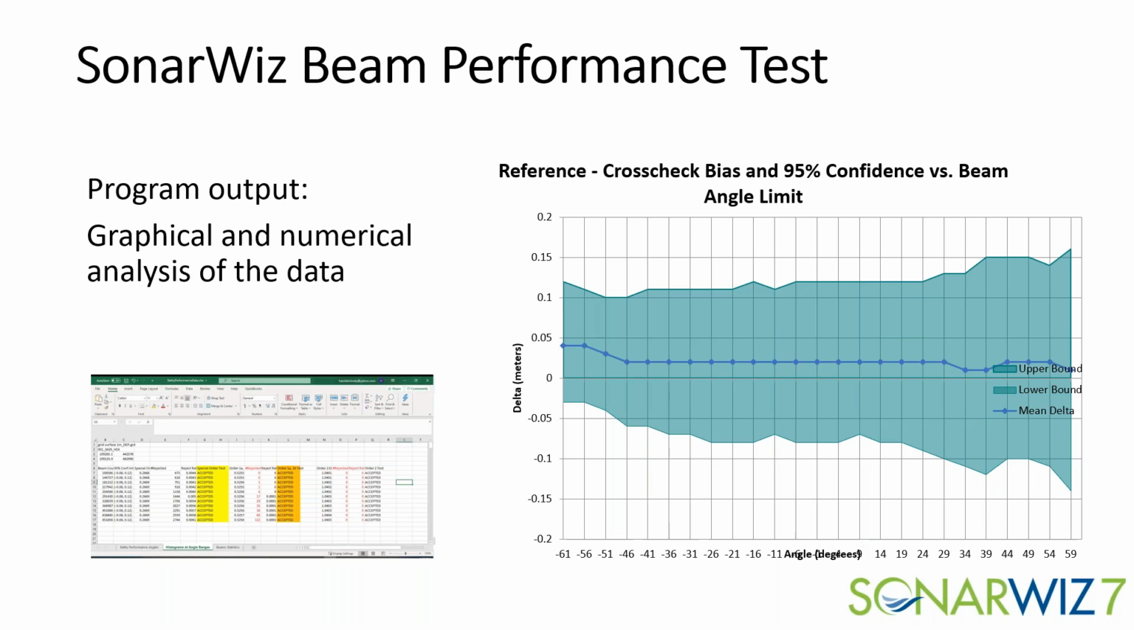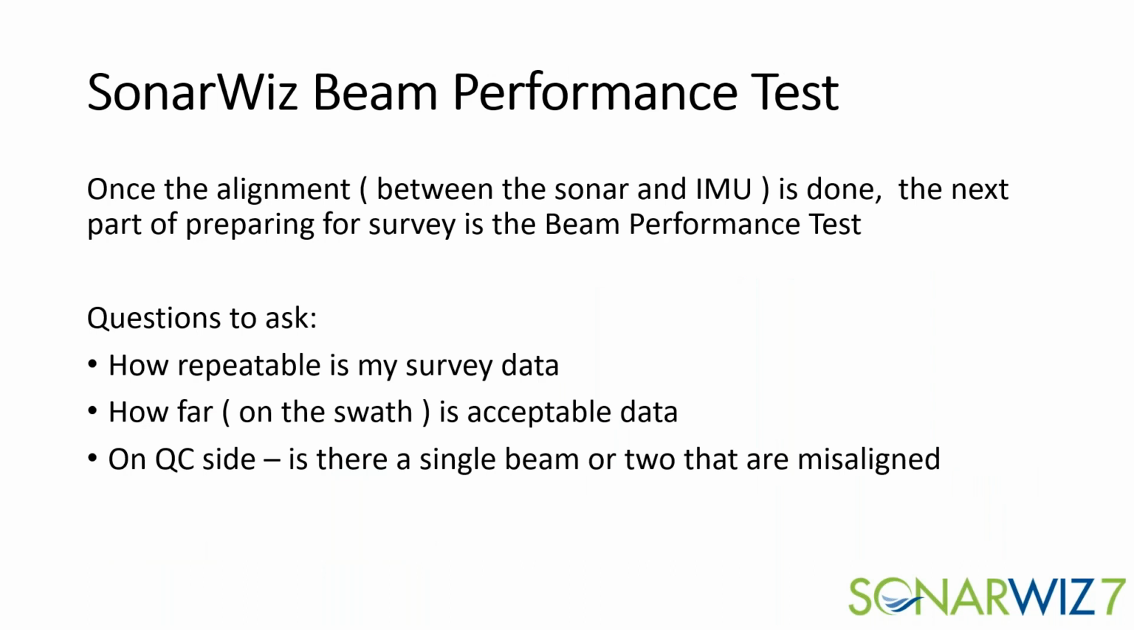Some of the statistical outputs we have for the beam performance test will show how it meets IHO standards for special order, standard 1, standard 2, number of points in that. So there's a lot more than just a graphical display. So for the Sonar with beam performance test, once the alignment between the Sonar and the IMU, the patch test, is done, the next part is to prepare the surveys for this beam performance test.